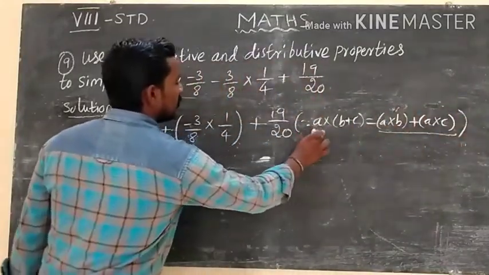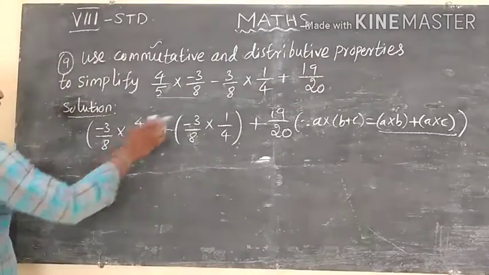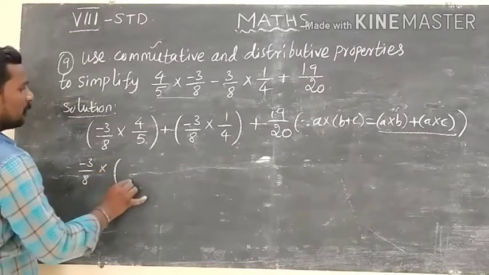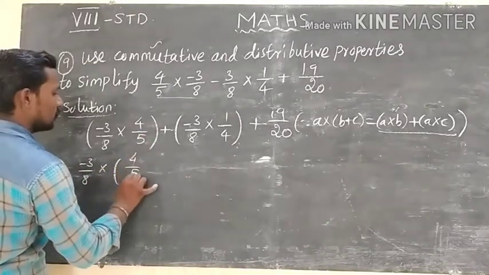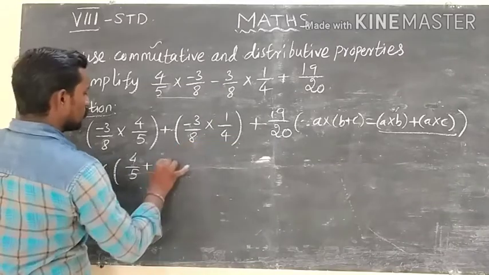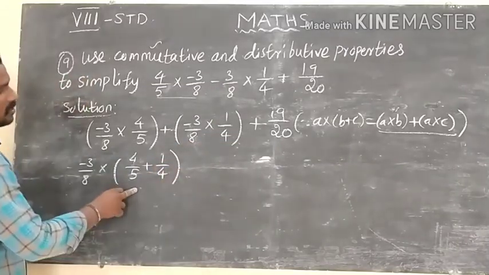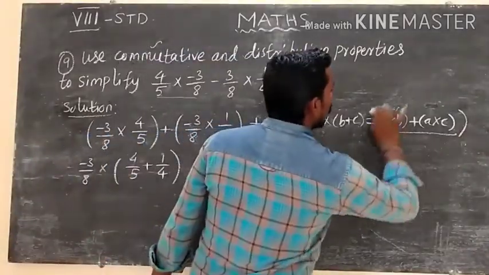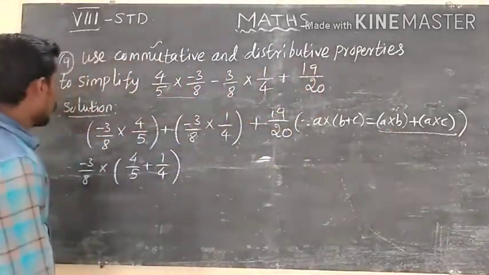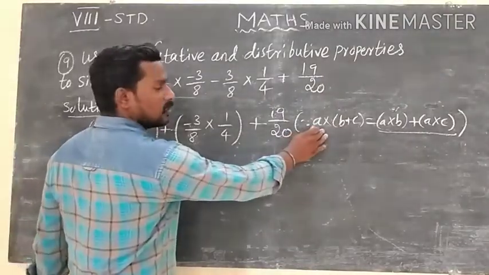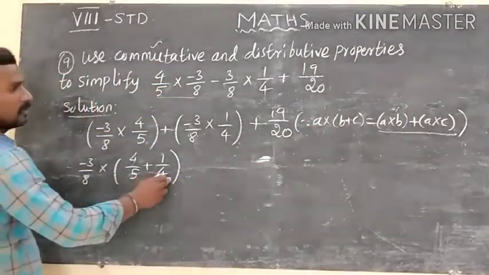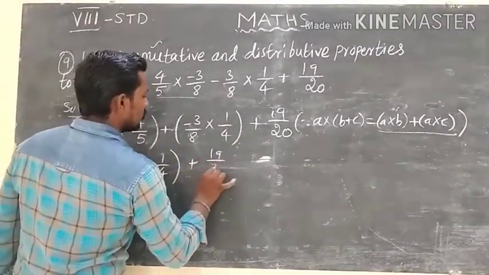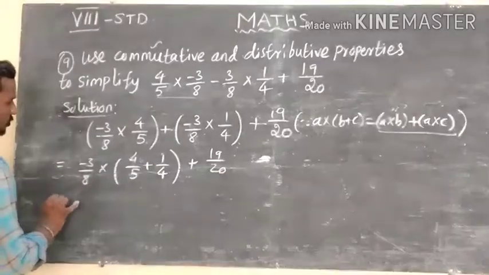What we do is write the left hand side like this: A is minus 3 by 8 into B plus C, B is 4 by 5 plus C is equal to 1 by 2. Okay, that's all. Have you understood this step? So the previous steps look like the RHS of the distributive property. So now I am writing the LHS of the distributive property, A into B plus C. Then the first two are completed. Then the third one is 19 by 20. This is the second step.